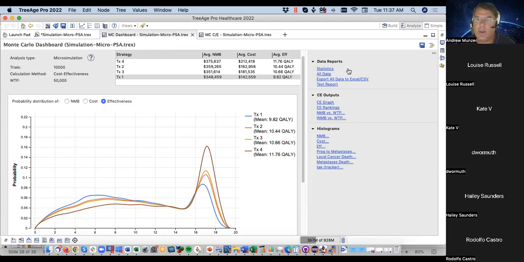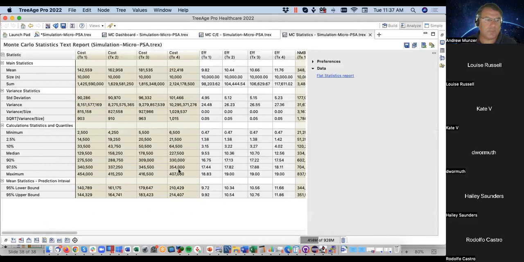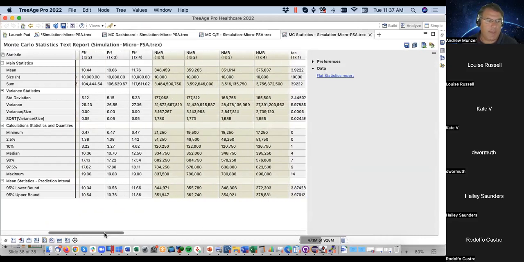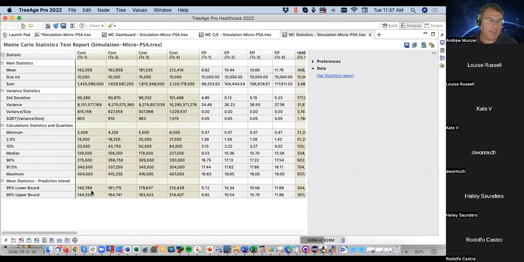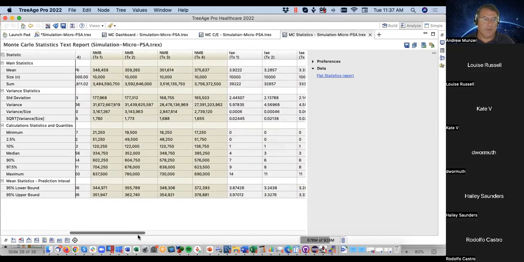Not exactly. The statistics report will give you a little bit on that, the upper and lower bound on these things. We don't like to use the confidence interval because it's not actual patient data, it's simulated data. So the prediction interval shows you a 95% prediction interval around the cost or the net benefits out here.